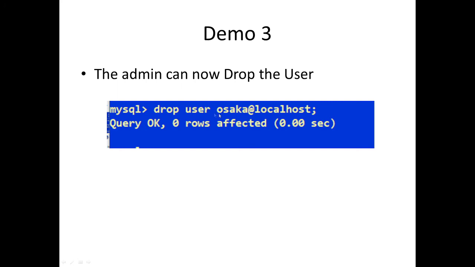So drop user Osaka at localhost, and Query OK. Of course, Osaka is no longer connected, and even if she logs in after this, that user is no longer existing.